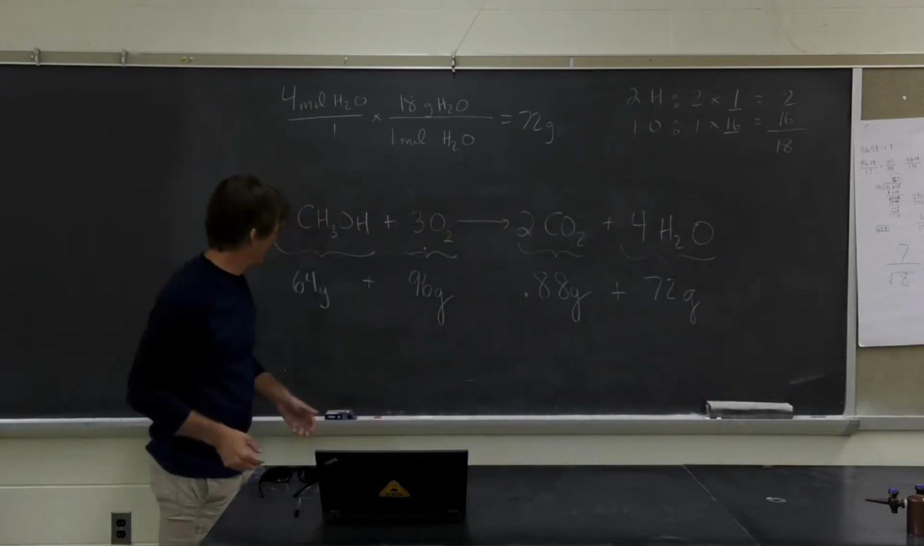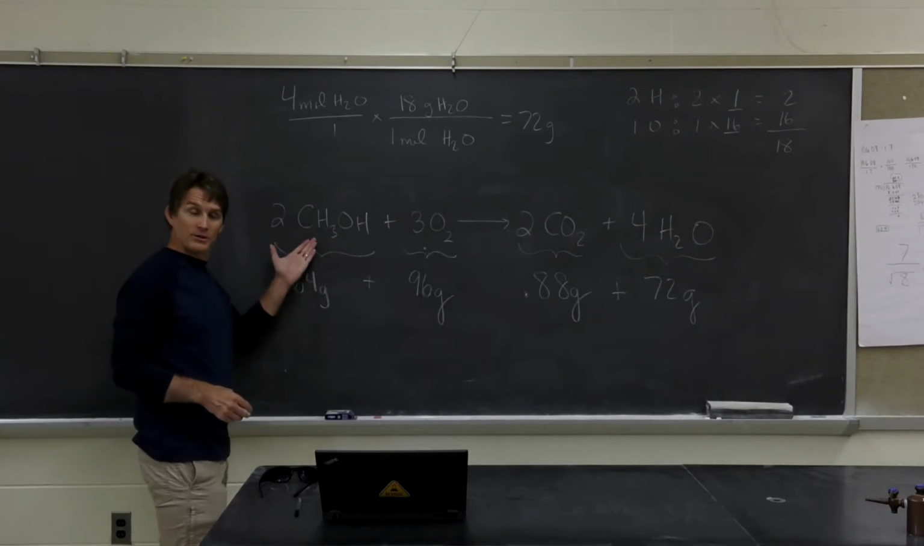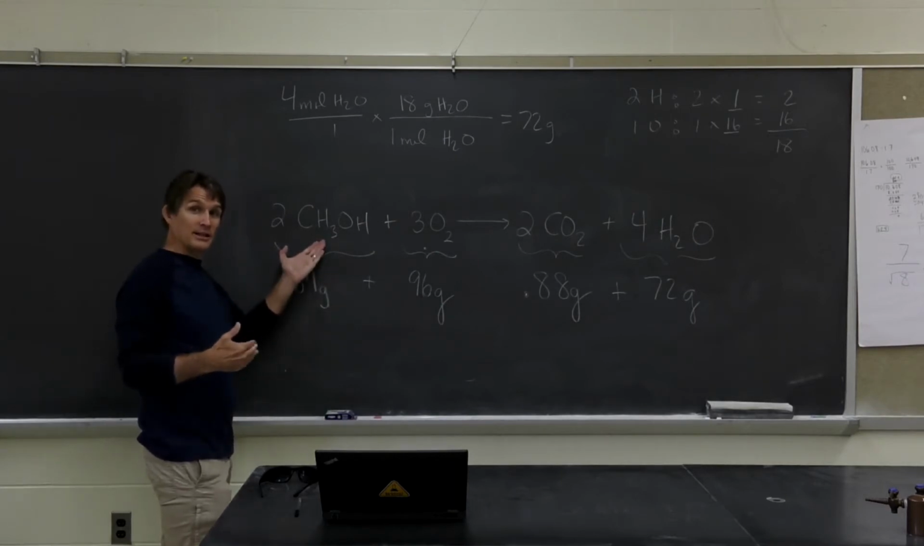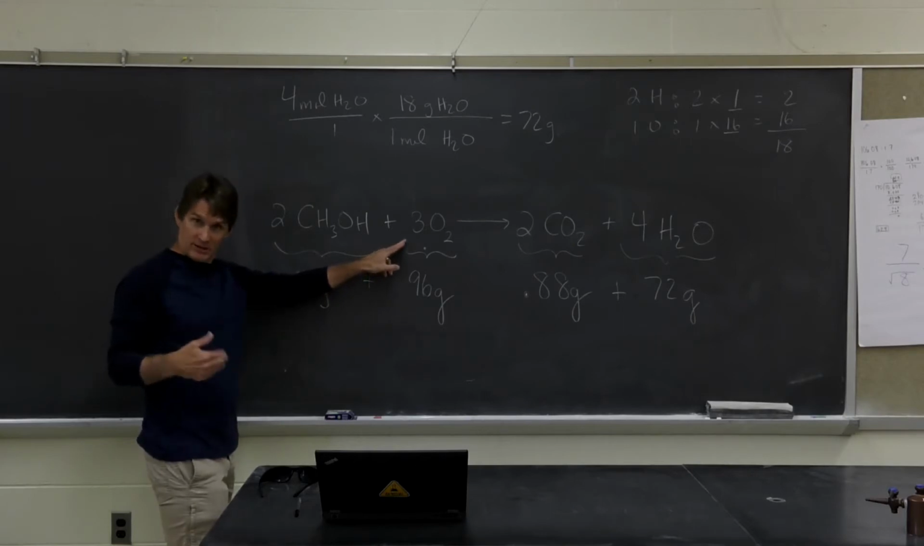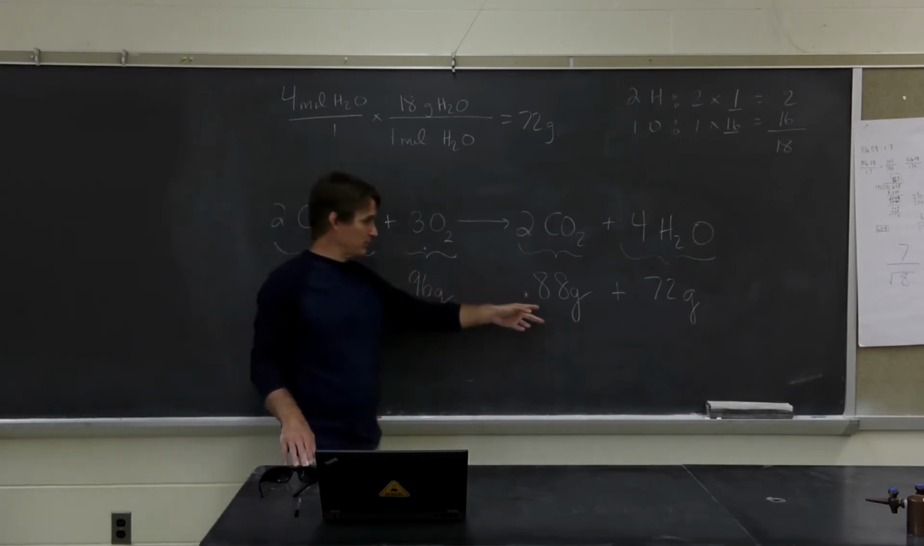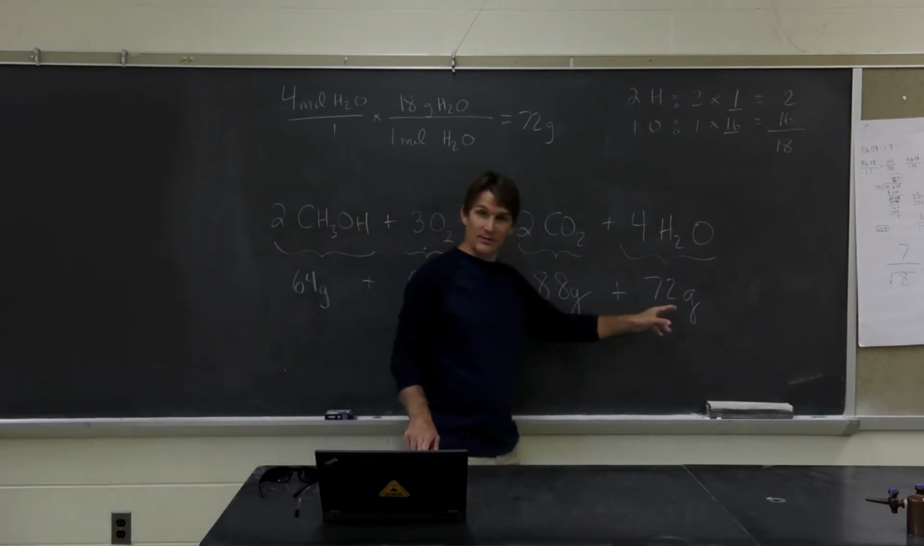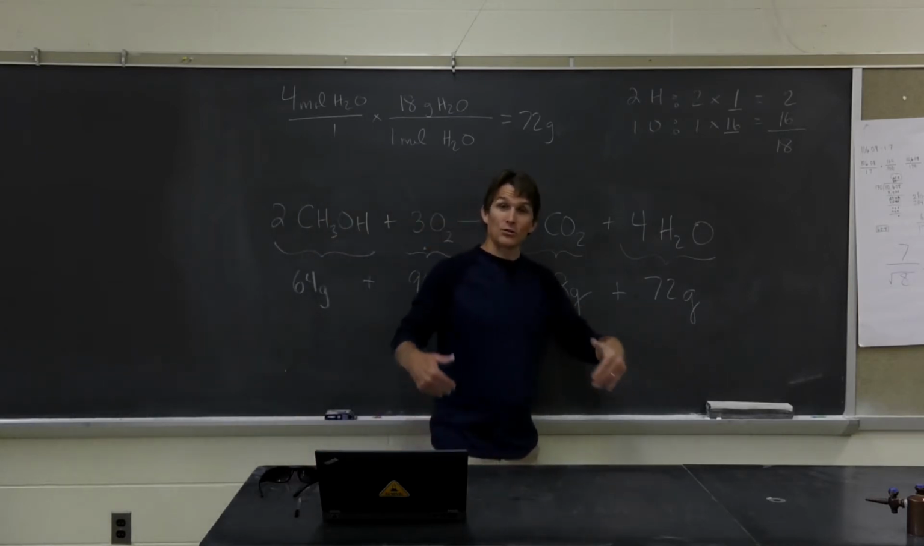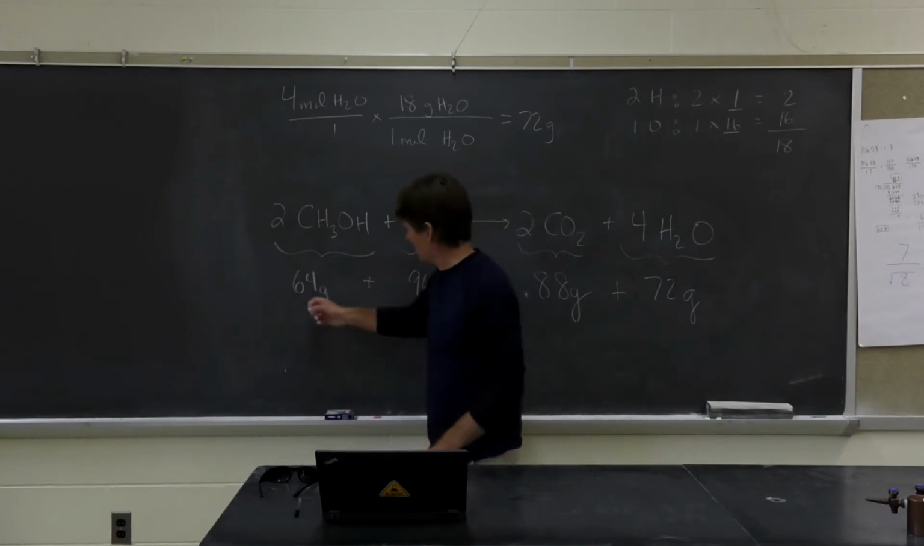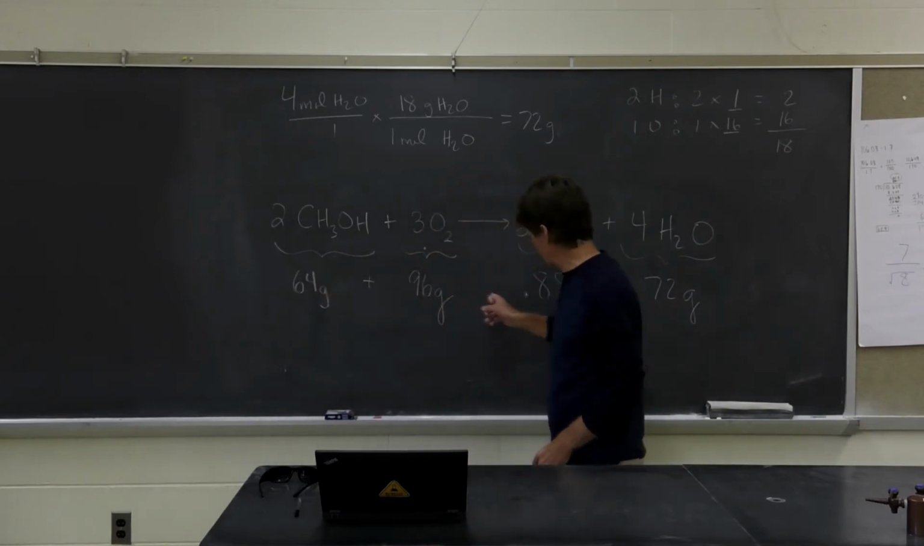I can say that 64 grams of methanol, if it completely combusts in oxygen, completely combusts in air, it should produce 88 grams of carbon dioxide. It should produce 72 grams of water. Now notice, we had to go through a lot of calculations to be able to get to these mass relationships.